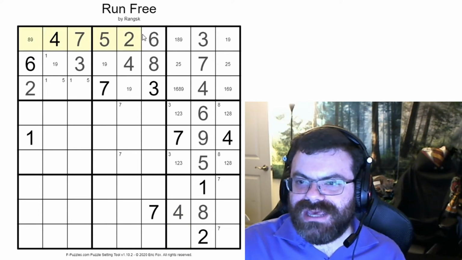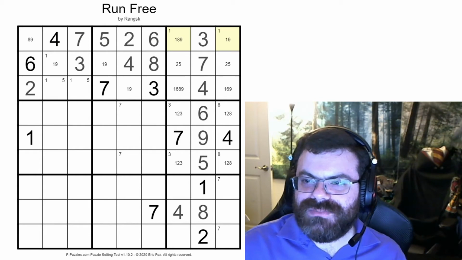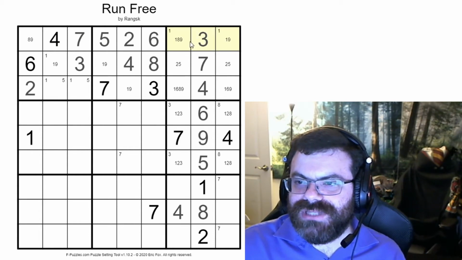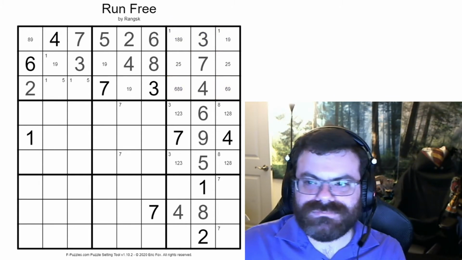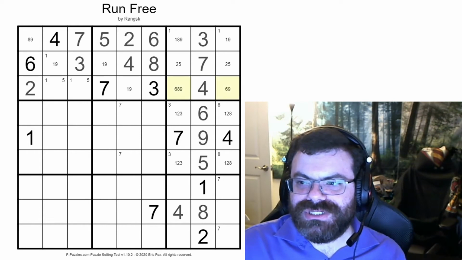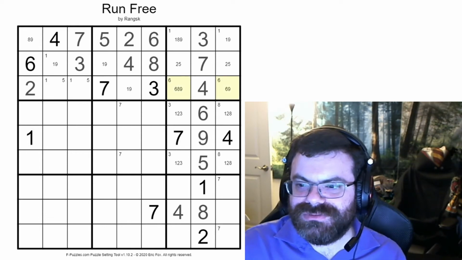Also, if we look at row 1, we can see that 1s are limited to the top 2, to the top row here. So these two can't be 1. So we can get rid of that. And we can also notice that 6 has to be down here. Might as well corner mark that.